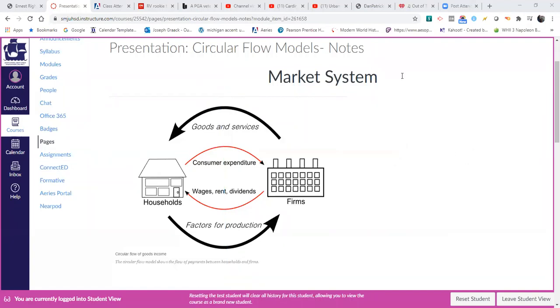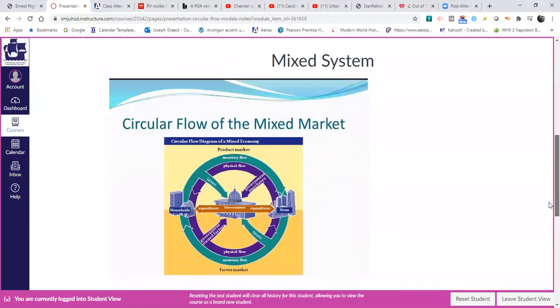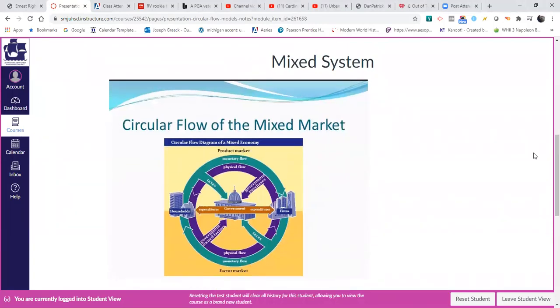Okay, so take a minute and scroll down to a mixed system. So you'll scroll down to this part here.